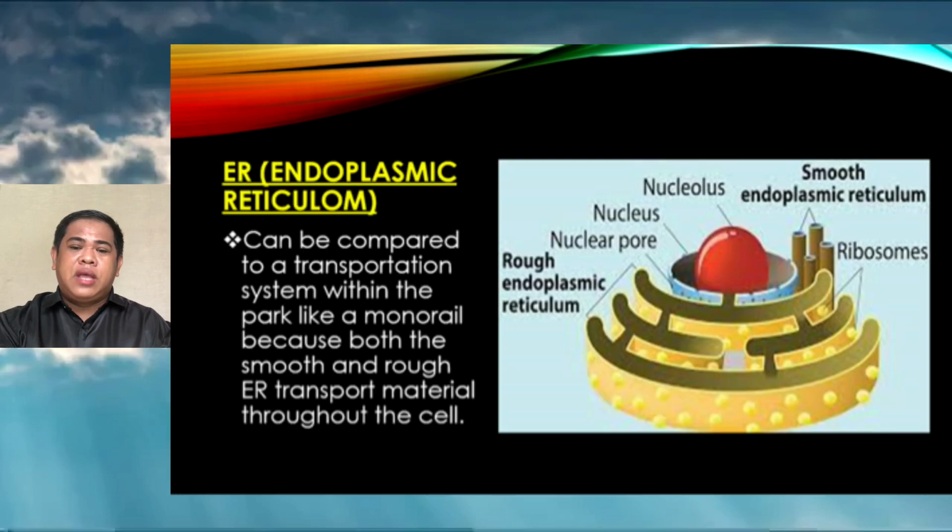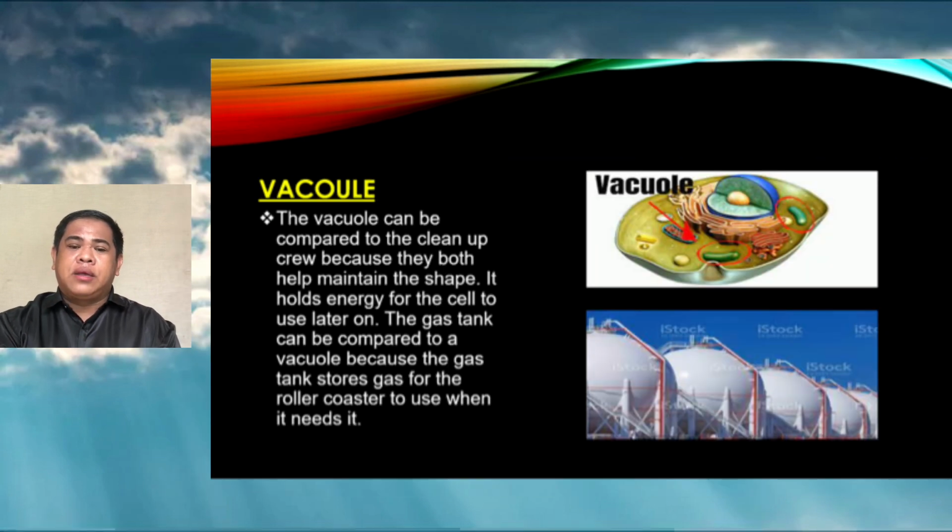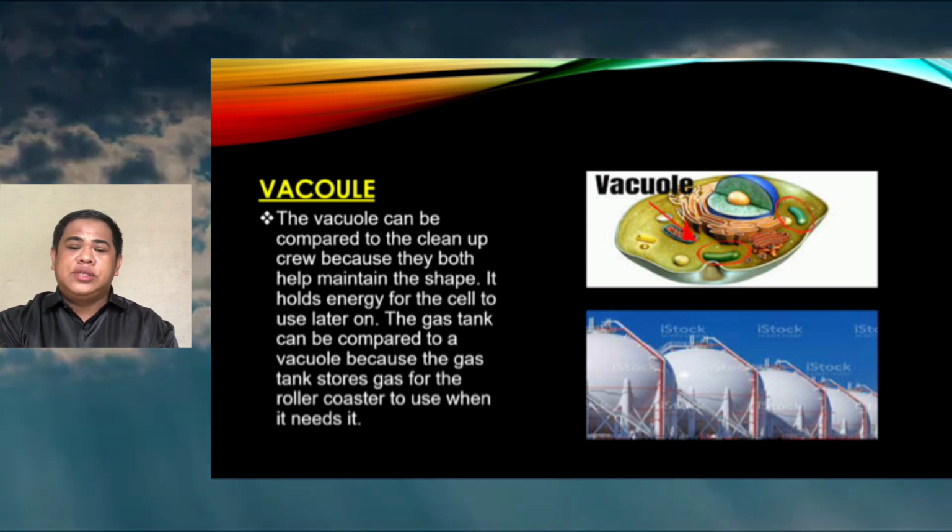Next is the endoplasmic reticulum. It can be compared to a transportation system, as you can see in the drawing or illustration within the park, like a monorail, because both the smooth and rough endoplasmic reticulum transport material throughout the cell. Next is the vacuole. The vacuole can be compared to the clean-up crew because they both help maintain the shape. It holds energy for the cell to use later on.